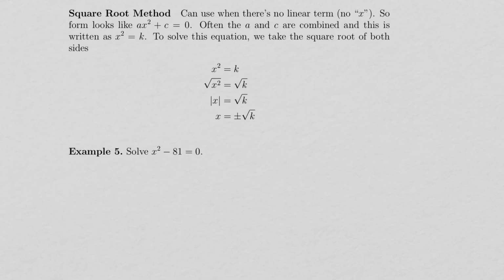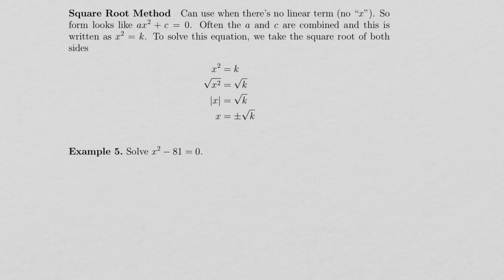So you would take the square root of both sides. And then technically the square root of x squared is the absolute value of x. So that's going to equal radical k. And then the x itself could be positive or negative, right? You have to account for both possibilities.